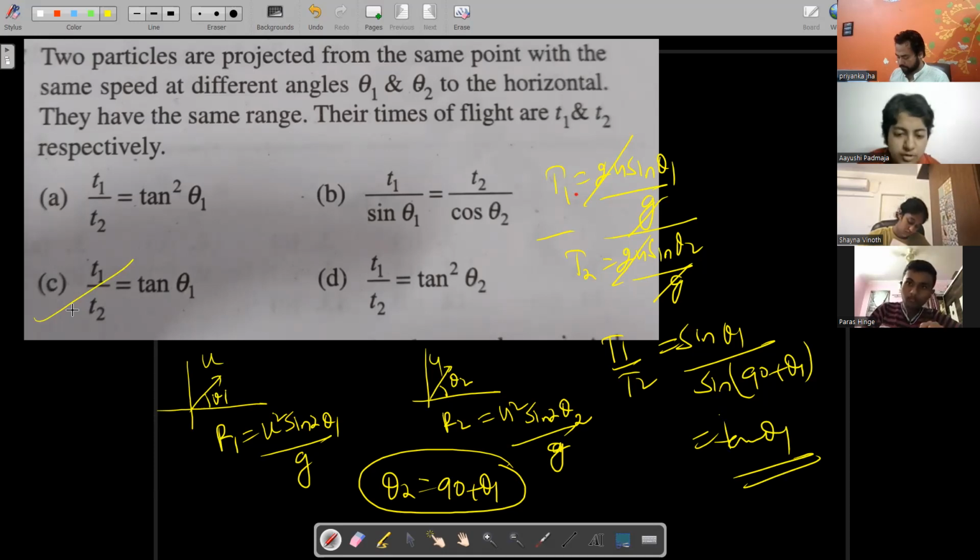Sir, theta 2 should be 90 minus theta 1, right? No, it's the same thing. So it's 90 minus theta. Both are complementary to each other. Okay, yes, you're correct. It's 90 minus theta. My bad. So again the same thing you'll get, 90 minus theta, cos theta.